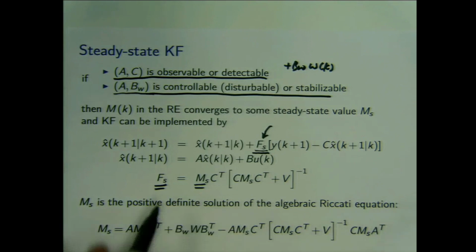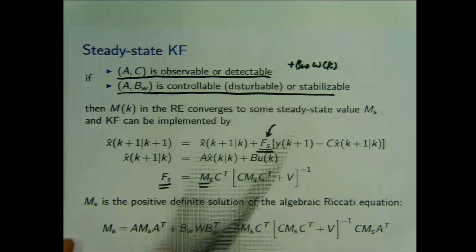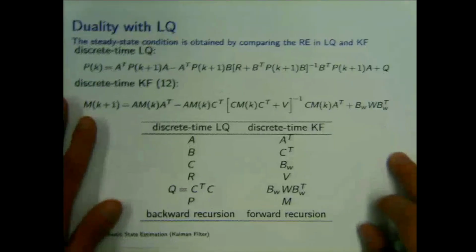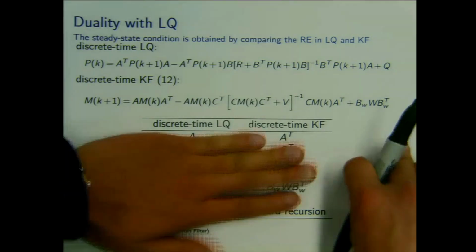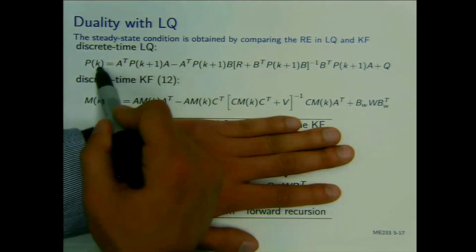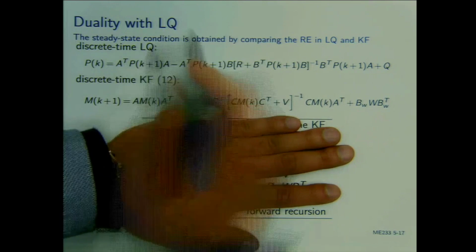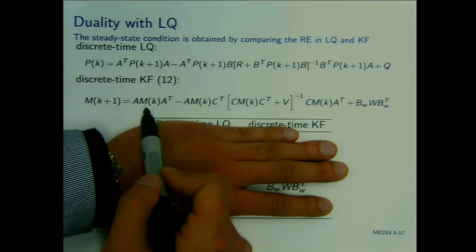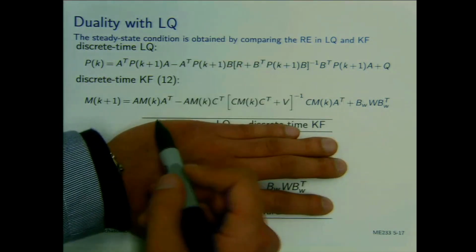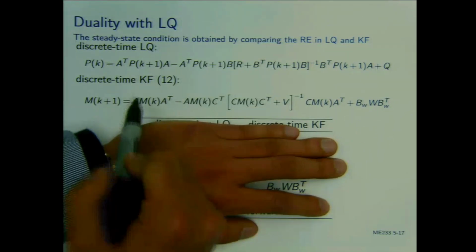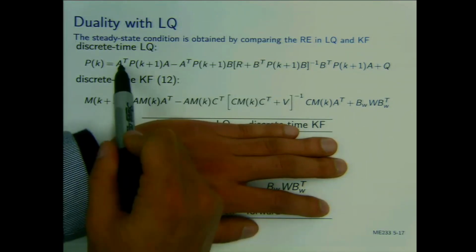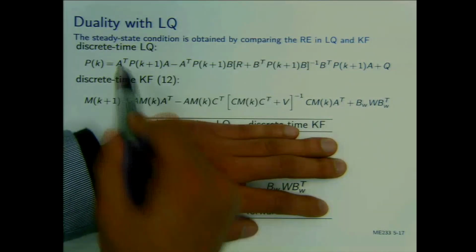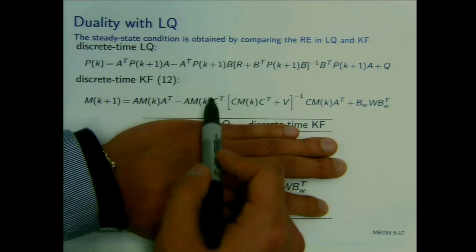Now let's explain which statement here is for the convergence of the Riccati equation. If you recall the LQ problem, this is the Riccati equation in discrete time LQ, and this is the Riccati equation in the Kalman filter. They look very similar, except some minor differences in the sense that A becomes A transpose in all these update equations, all right?